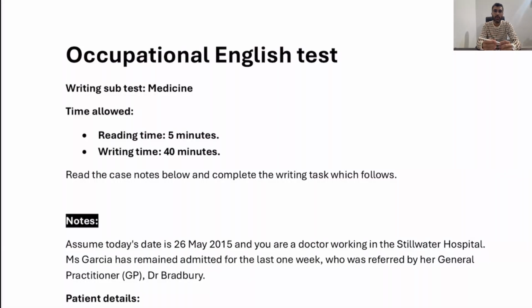Hello everyone, today we will write an update letter from the given case notes. First I will go through the case notes, select the content which is relevant and important for that letter, and then I will write the letter. So let's start.